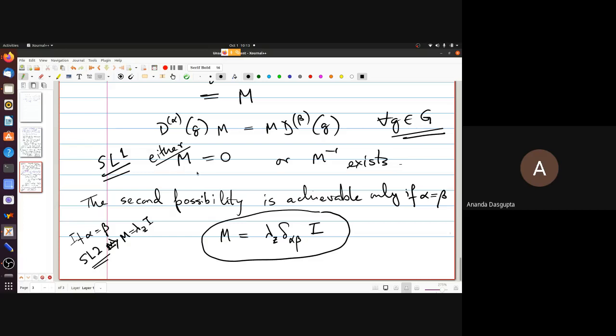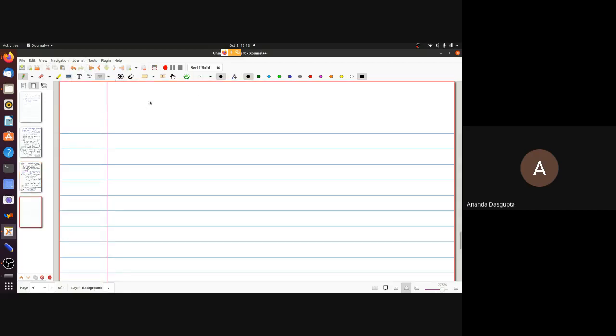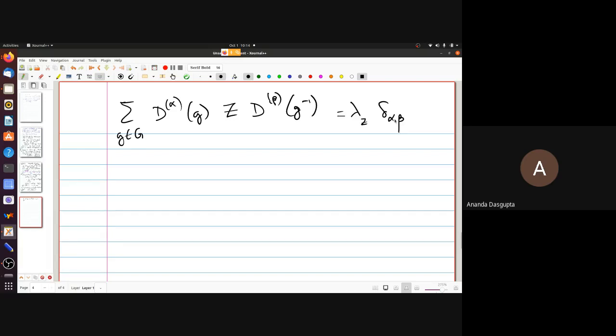So Schur's lemma 1 says if alpha is not equal to beta, M is 0. And if alpha is equal to beta, then Schur's lemma 1 says fine, M does not have to be 0. But then Schur's lemma 2 says M has to be a multiple of the identity. Put them together, you get this. Clear with everybody? Yes, sir. Okay, fine. So now, M, which remember is the sum over g belonging to G, D alpha(g), matrix Z, D beta(g inverse), is some number which depends on Z, delta alpha beta times the identity.